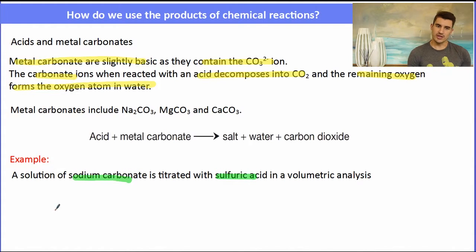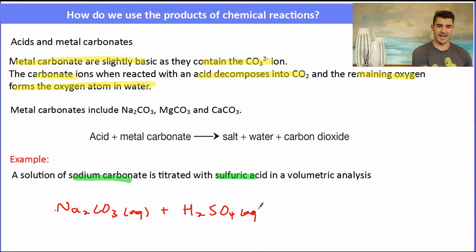Sodium carbonate, we've got to get the formula right, Na2CO3, because sodium is only 1 plus, our sulfuric acid, which will be aqueous, and that's going to form our salt, Na2SO4, because again sodium is only +1 and sulfate is -2, plus our water, H2O, plus our carbon dioxide. So our carbon dioxide will be at the end.